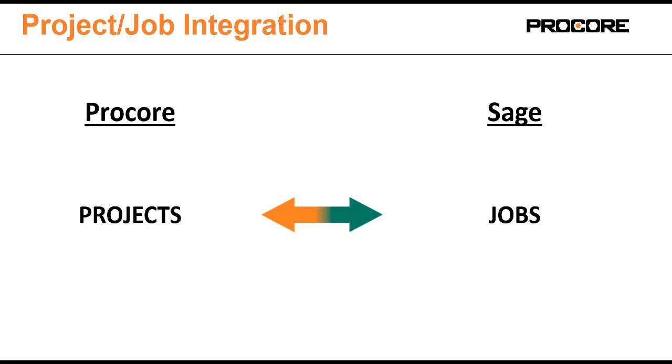One thing to keep in mind is that if a job already exists in both Procore and in Sage, we cannot link the pre-existing Procore project with the pre-existing Sage job. The job either has to be created in Sage and pulled into Procore, or the job must be created in Procore and sent over to Sage. In this video, I'll demonstrate the functionality of the job integration between Procore and Sage.